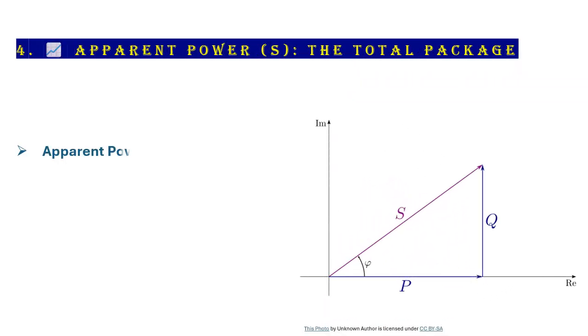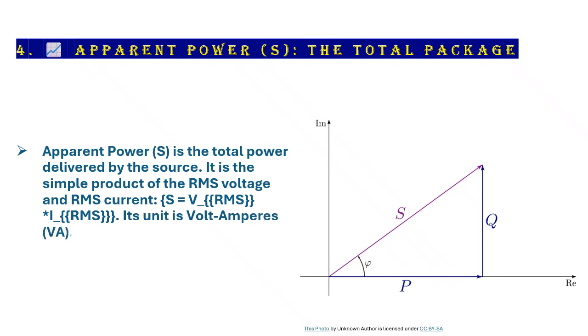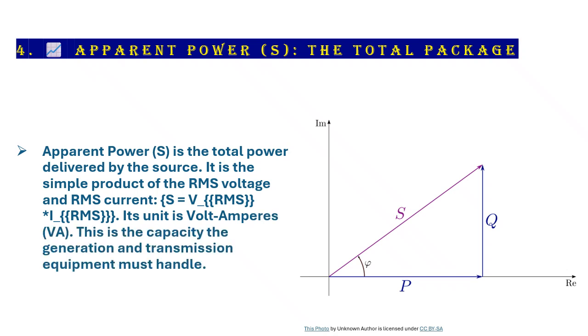4. Apparent power, S. The total package. Apparent power, S, is the total power delivered by the source. It is the simple product of the RMS voltage and RMS current. S is equal to V_RMS * I_RMS. Its unit is voltamperes, VA. This is the capacity the generation and transmission equipment must handle.